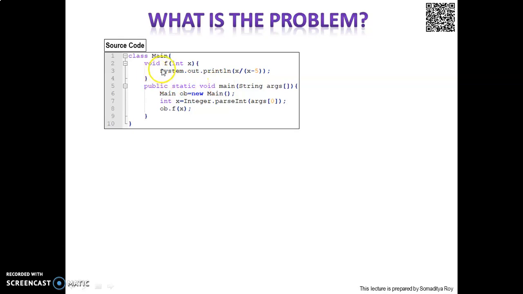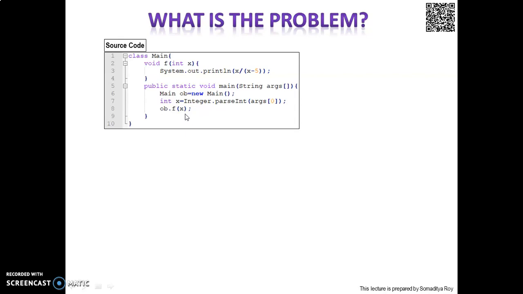Now as this method is a non-static method, to access that method we need to create an object, and therefore we include public static void main under the main class itself. And at line number 6 we create an object of the main class, and with the help of that object we call the method by passing an integer value.